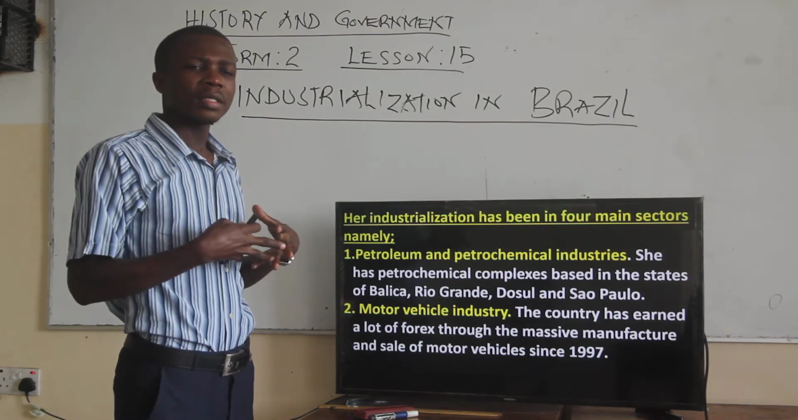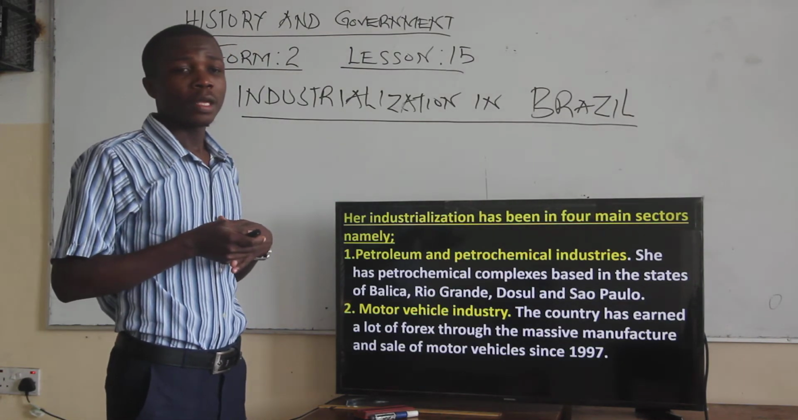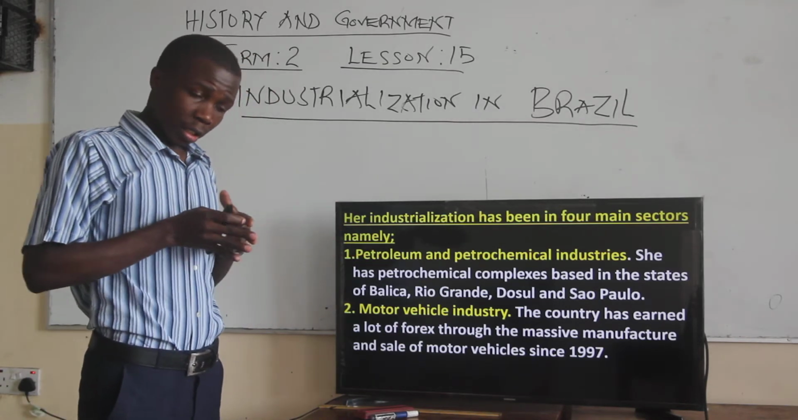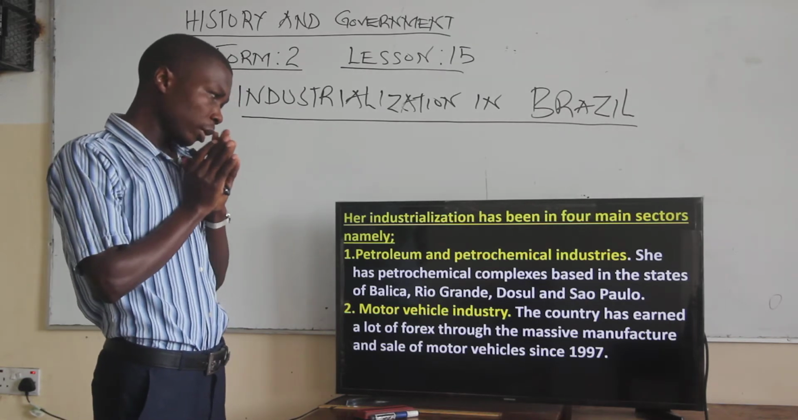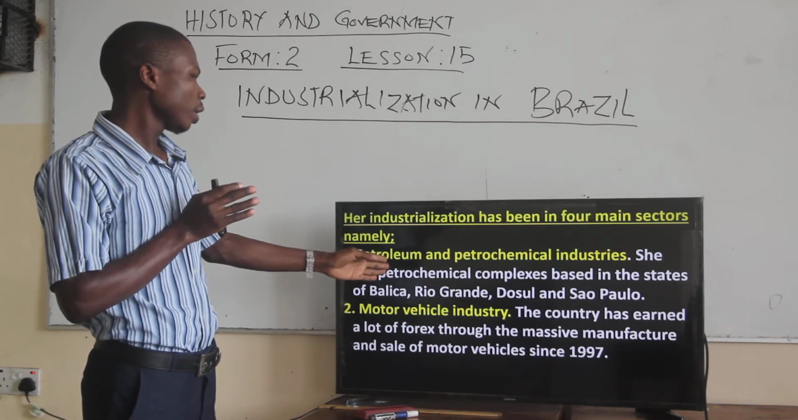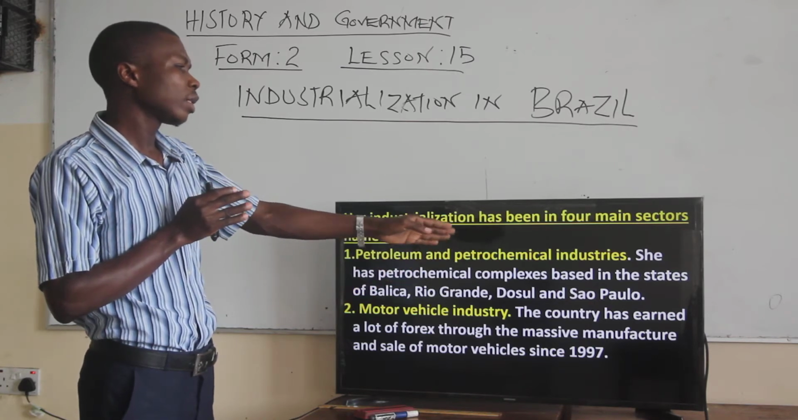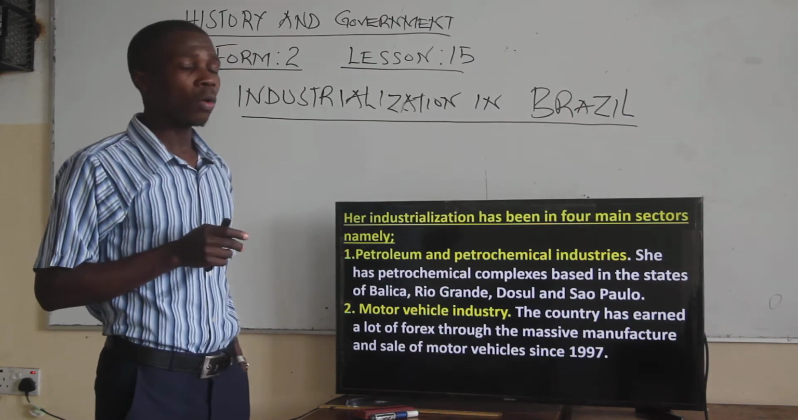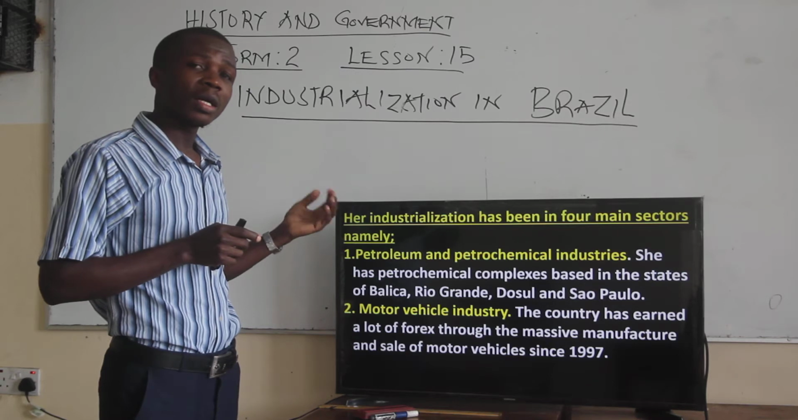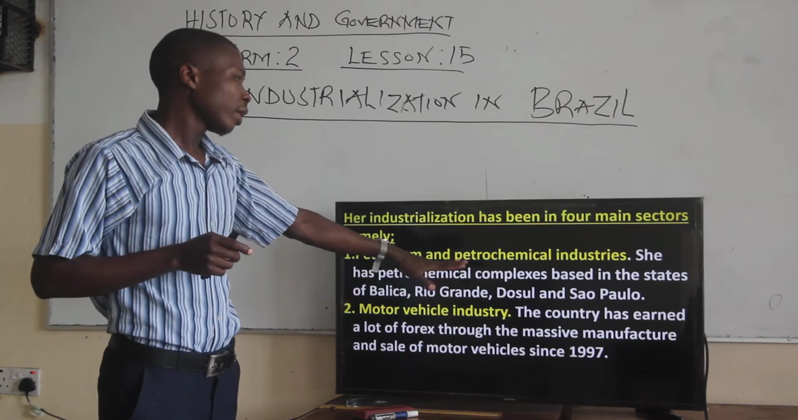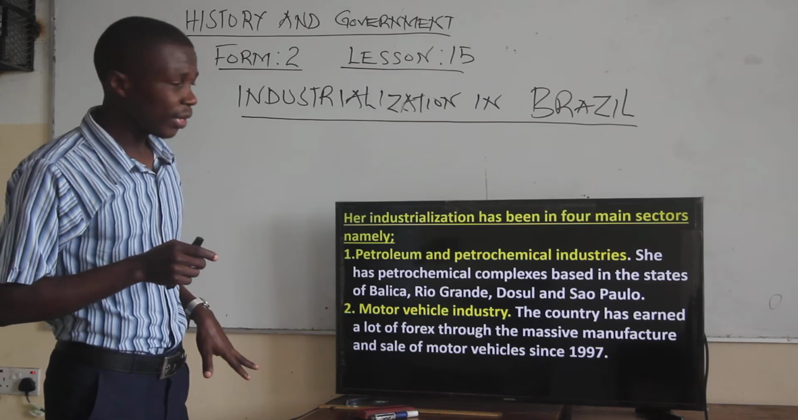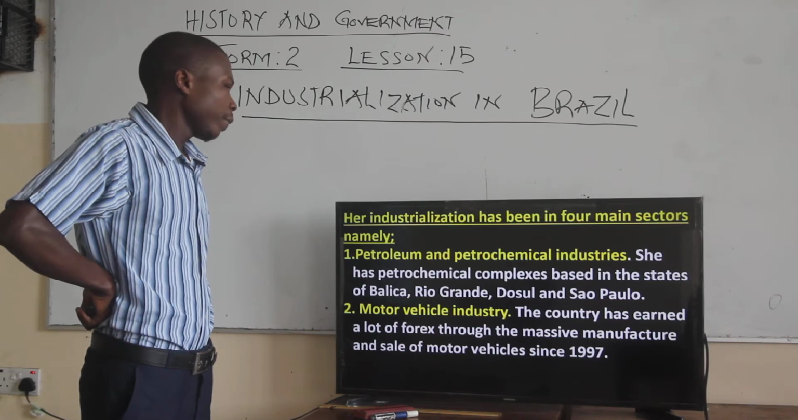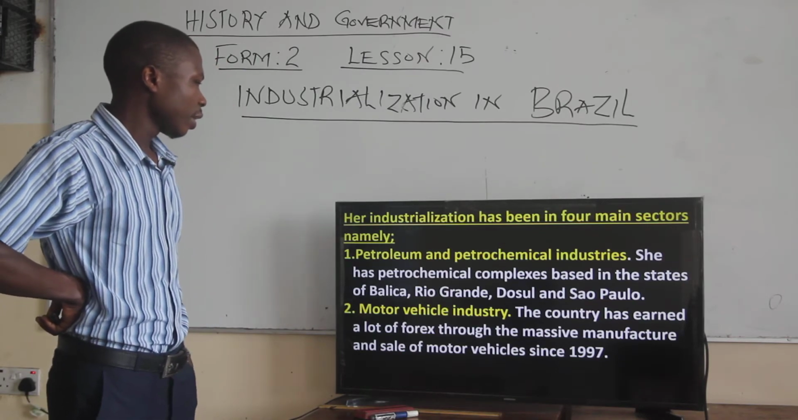So let's look at how industrialization has been boosted. Let's look at the sectors that have boosted industrialization in Brazil. One, petroleum and petrochemical industries. She produces a lot of petroleum, and she has a petrochemical complex based in the states of Bahia, Rio Grande and Sao Paulo. So these are places where the petrochemical and the petroleum industries are always found in Brazil.